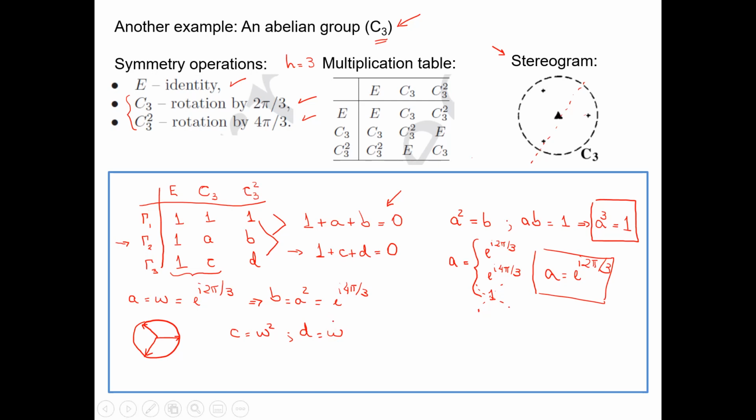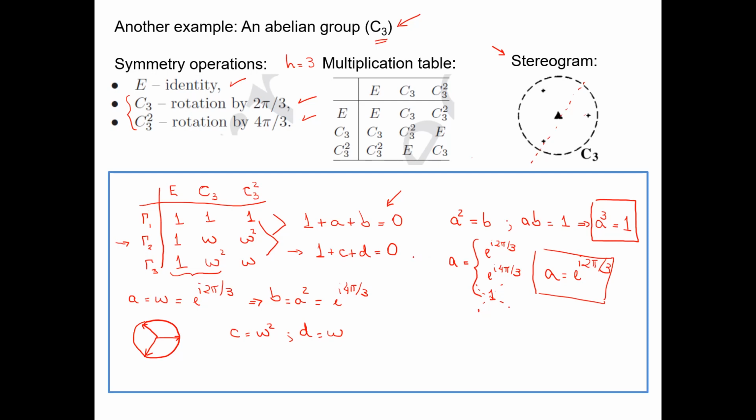Okay, so the character table for the group C3, and let me erase here. I don't know if that's the best thing to do, but let me do this. And so the character table, it's omega, omega squared, and omega. And you can verify that all the orthogonalities are satisfied.